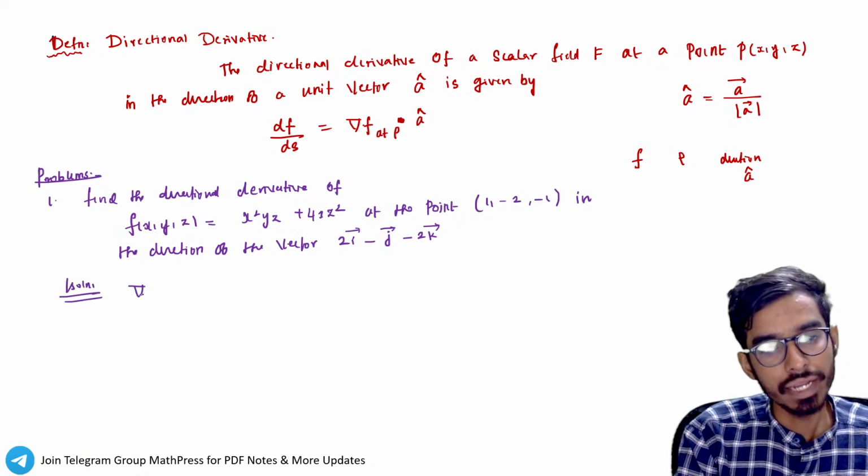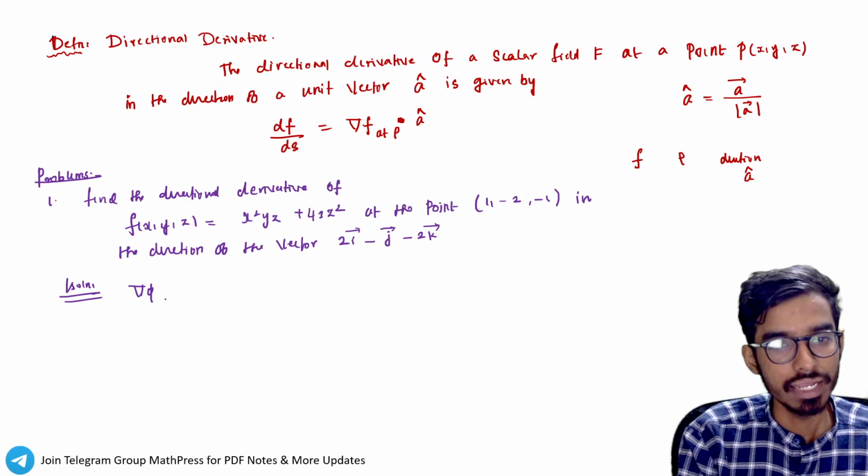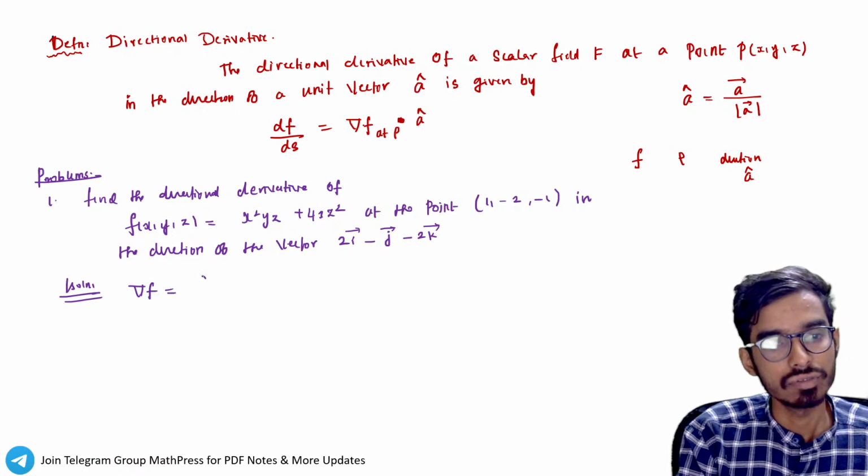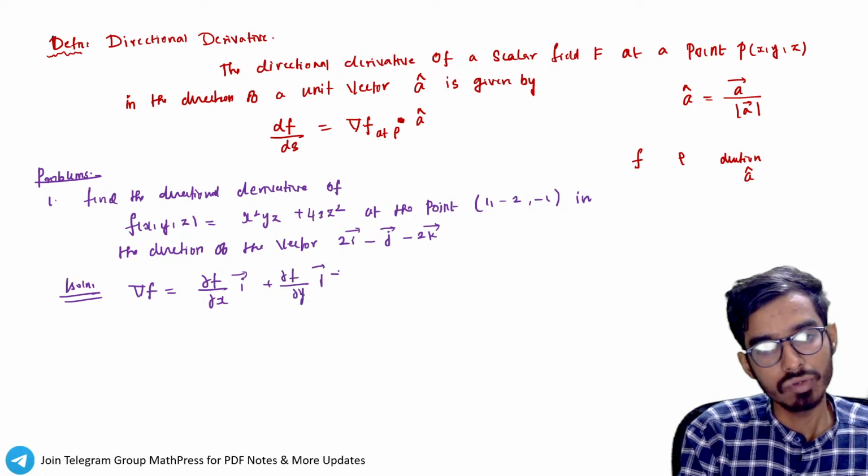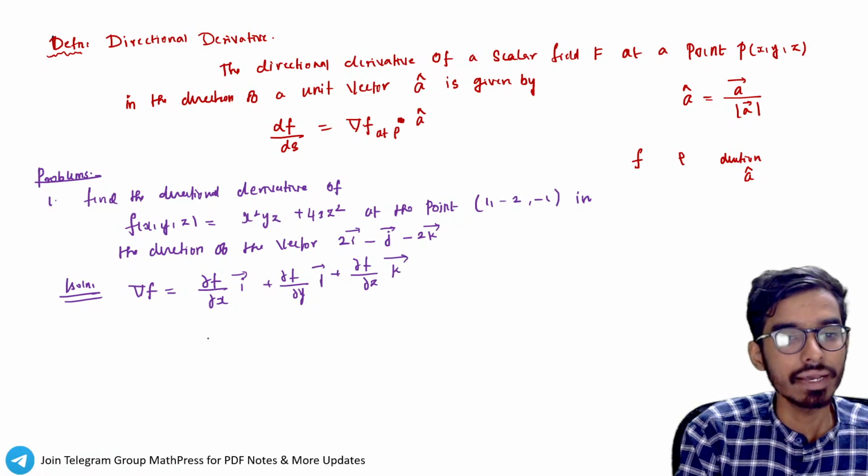So first we will find del phi, right? So del phi or del f, given f here. So del f will be dou f by dou x into i vector, dou f by dou y into j vector, dou f by dou z into k vector.